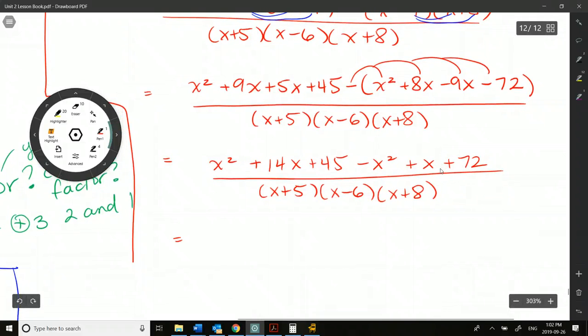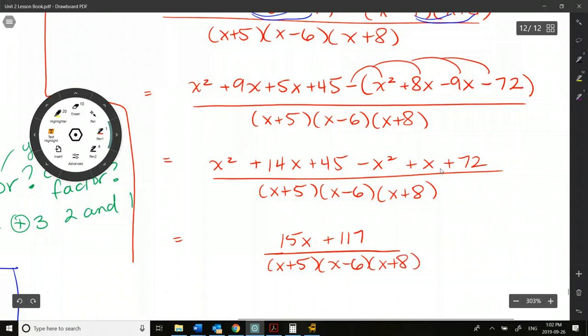Okay, so x squared and x squared actually cancel out here. And what do we get here? 117, I think. Okay, no need to FOIL the denominator because it's already perfectly factored.